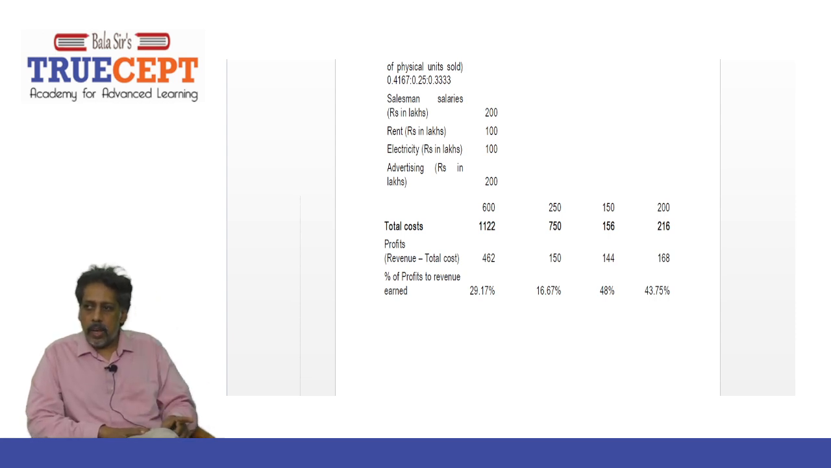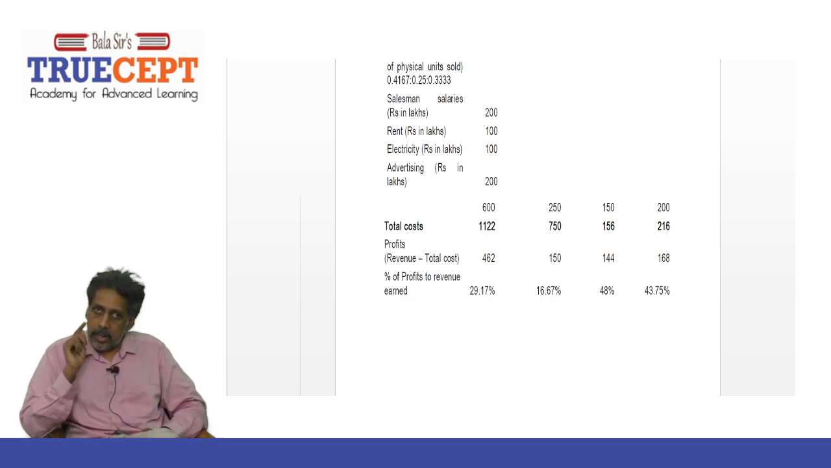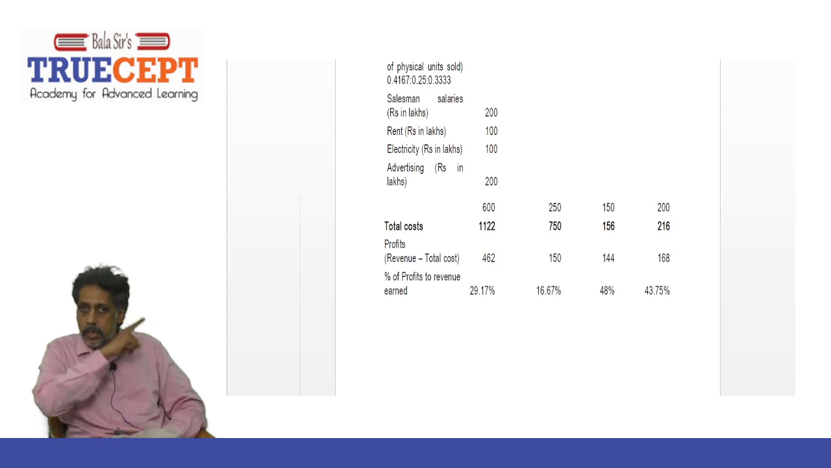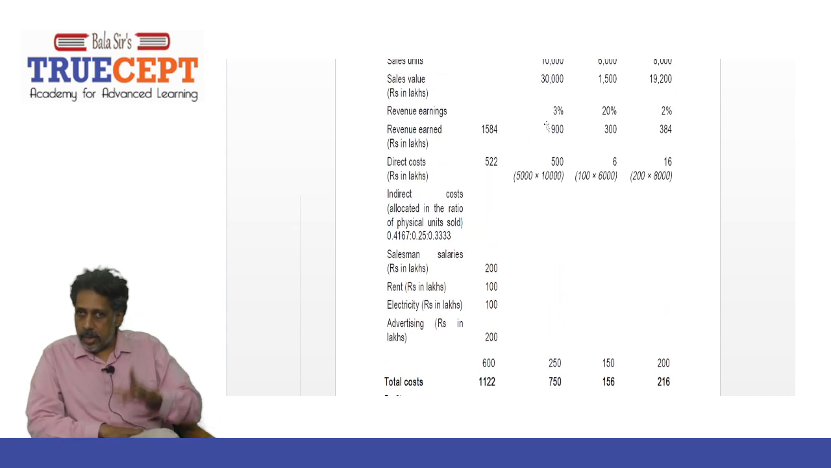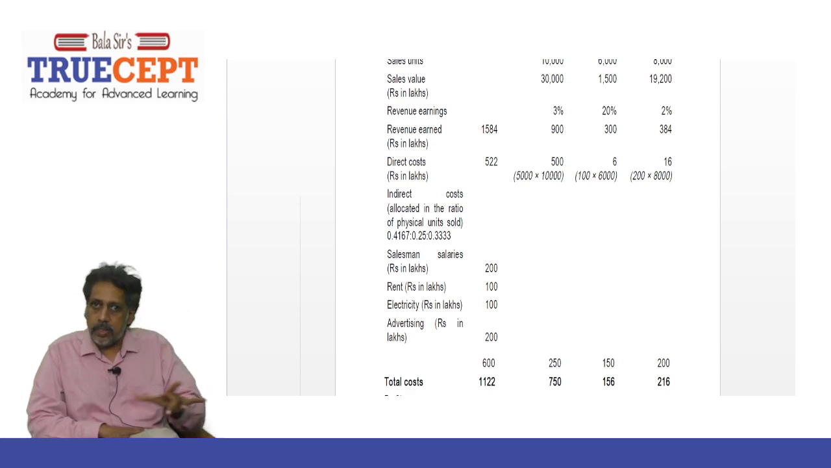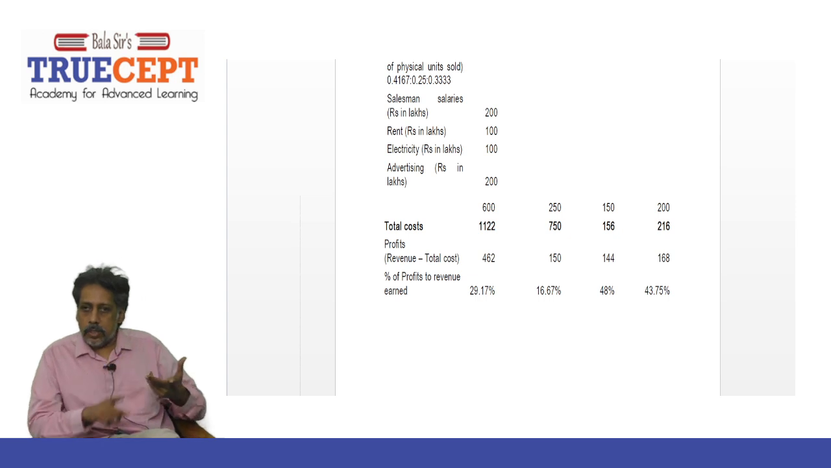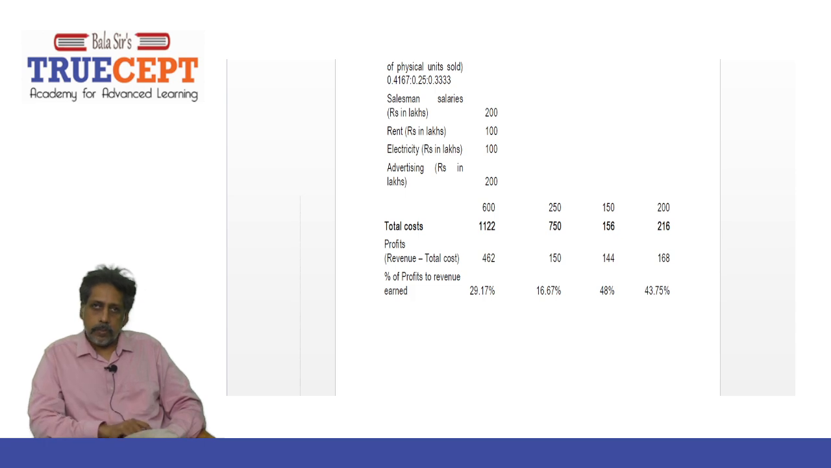Now you've been asked to find the profit as a percentage of revenue, the revenue earned by your dealership. Next line: percentage profit to revenue earned, 29.17% total. For car it is 16.67%. How do you get that? Divide 150 by 900. Don't take 30,000, that is not your income at all. As a dealer, it's only your commission that is the revenue. Therefore divide 150 lakh upon 900 lakh into 100. It's 16.67%.